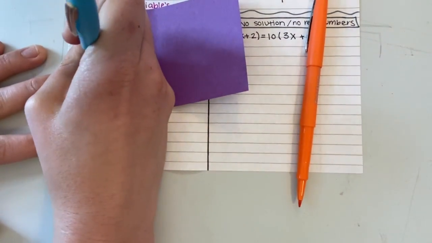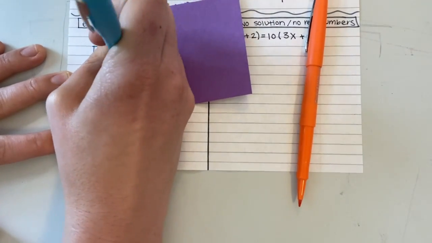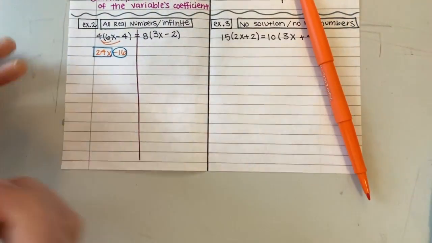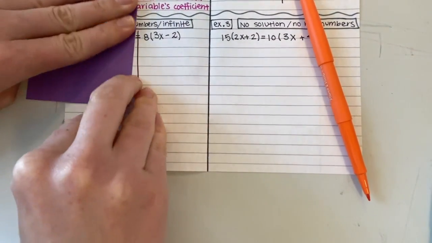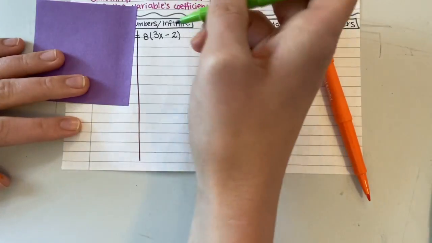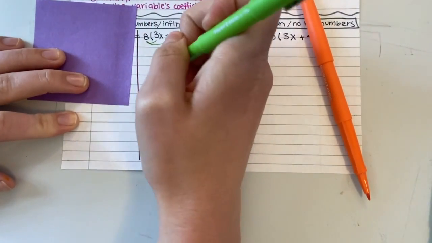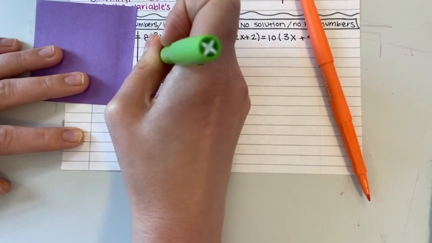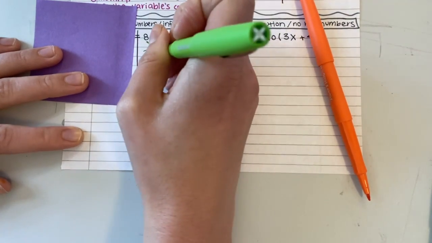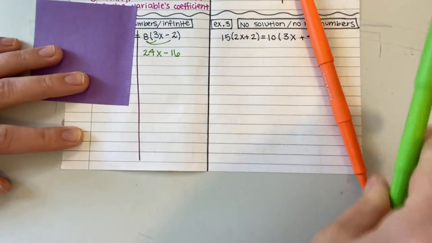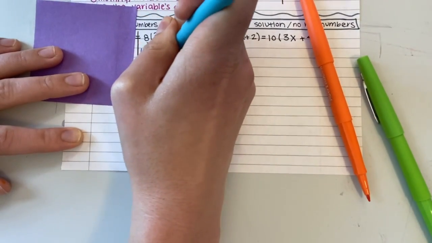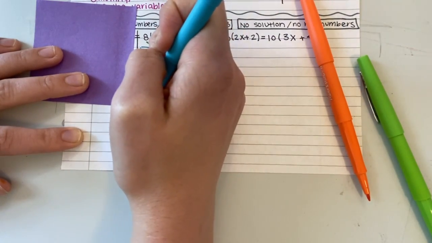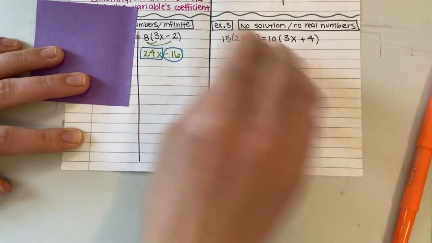I am left with one square and one circle. So there's nothing else that can be simplified. Step number 3 is to simplify the right side. I can do the distributive property. 8 times 3x is 24x. 8 times -2 is -16. That's one square and one circle. So I've simplified all the way. I can move on to step number 4.